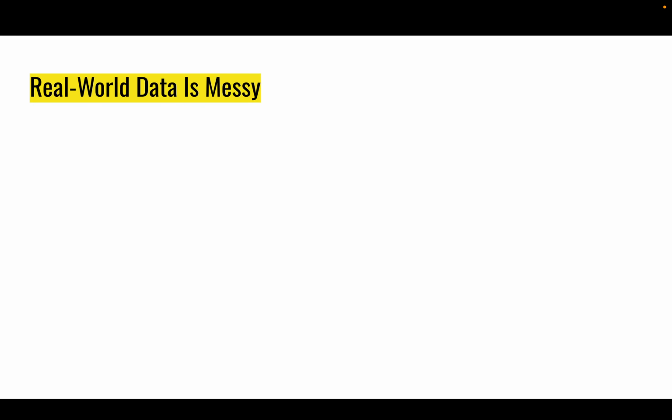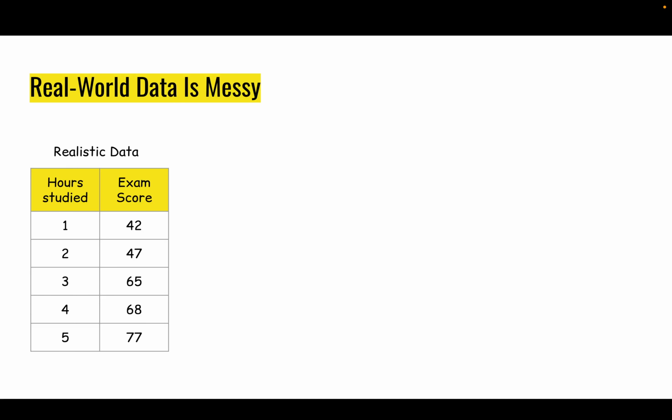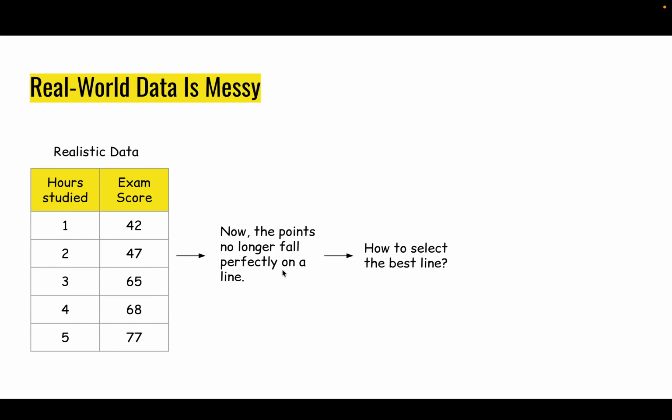So now let's talk about real world data, which is always messy. So consider we have a bunch of data points where the exam score doesn't look aligned to the hours studied. So when we plot this one, we won't be getting a line which will be aligned with the data points. So how do we select the best line in this scenario? So this is where the concept of best fit line comes into picture. So let's understand best fit line.